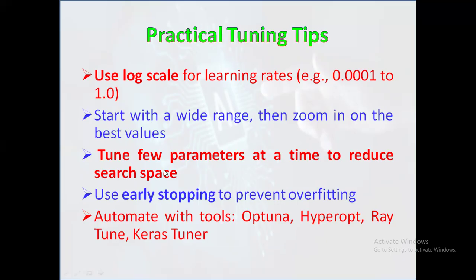Next, focusing on the most impactful parameters helps manage complexity. Next, use early stopping to prevent overfitting. Early stopping halts training when validation performance stops improving, saving time and avoiding unnecessary training. And automate with tools. Modern libraries offer automated tuning with random search, Bayesian optimization, and more. They handle resource management and performance tracking.